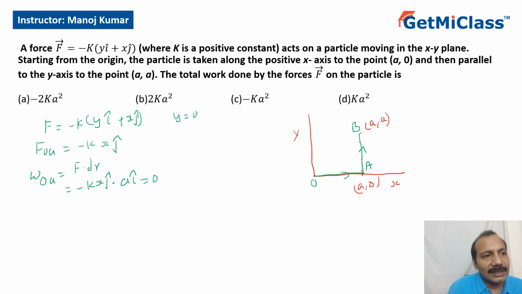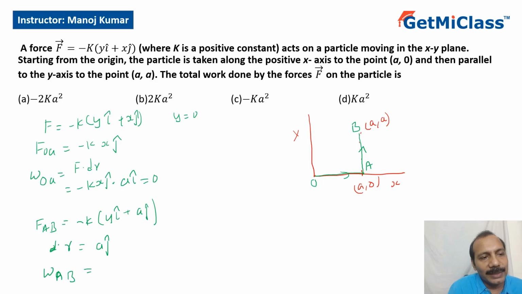Now let's look at the force acting when it is going from A to B. From A to B, what is the value of x? The x value is a. So I can write it as minus k (y i plus a j). This is what we have. Now what is dr or what is r? I'll say r is equal to the change in position, that is from 0 to a along the y direction. So I can write it as a j. This is r.